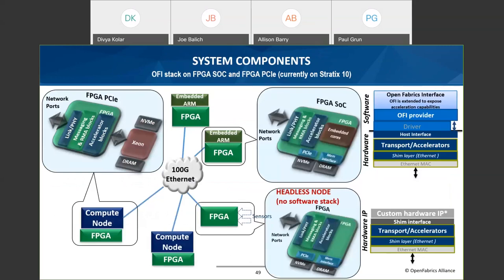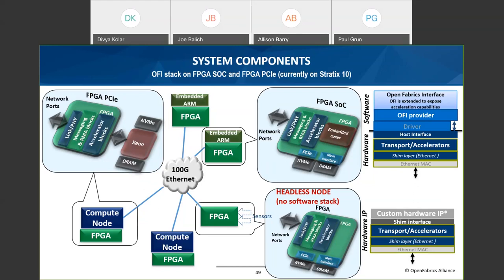So this picture shows the different system components we have in place where COPA is functional. There are three different types of FPGAs that we support. As you look at the top left, it's a standard PCIe attached FPGA. Currently it's a PCIe based interface, but eventually we can move to a CXL based interface. It attaches to a Xeon platform, and the OFI stack here would run on the Xeon, and then the rest of the hardware transport and accelerator would run on the FPGA itself. So this is one of the system components.